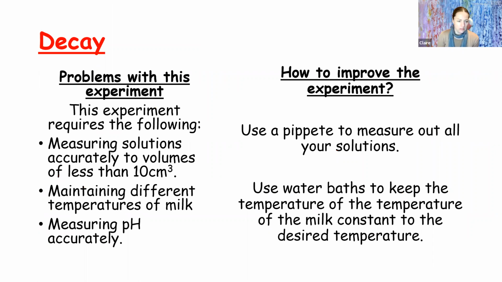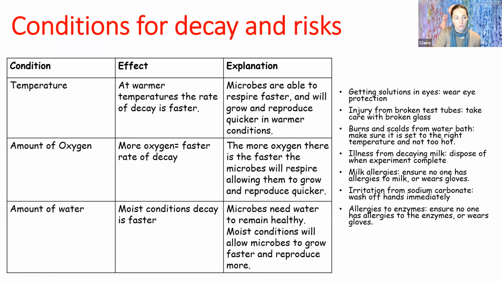Accuracy in measuring, that's important. You must have accurate volumes, less than 10 centimeters cubed. Maintain different temperatures of the milk in water baths. Make sure that stays constant. Calibrate your water bath. Have a thermometer in there to make sure it's always at the right temperature. Measuring the pH accurately, you can use a digital pH meter for that as well. How to improve it? Use a pipette to measure out your solutions. Use water baths. So these are other little factors that you can include, but we've already talked about those as well. Was there anything else?